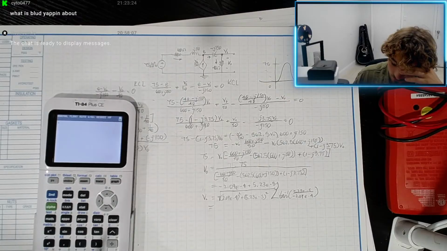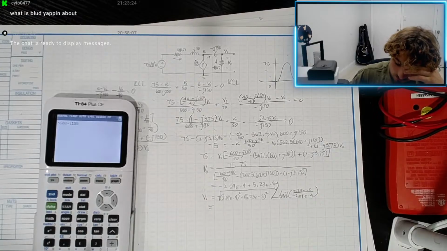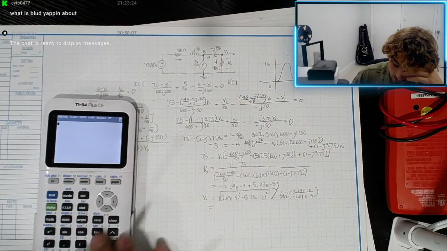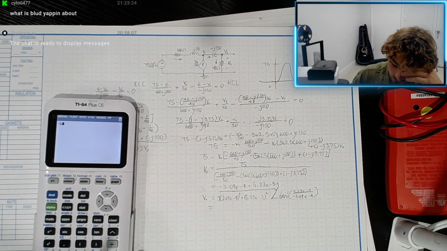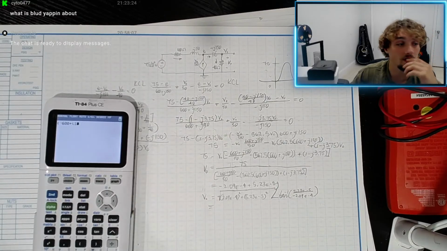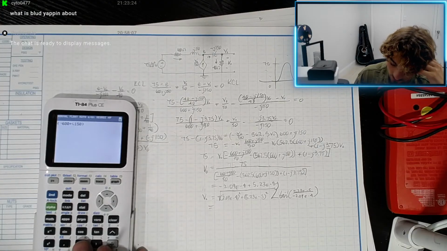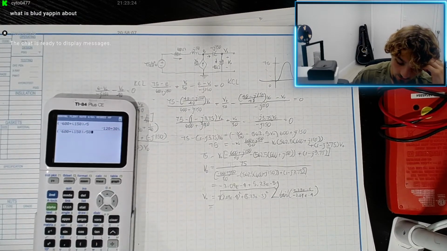So let's try this. Negative 600 plus. Oh my goodness, there's a crazy noise going on outside right now. I can't focus. Shit, not 5. 50.